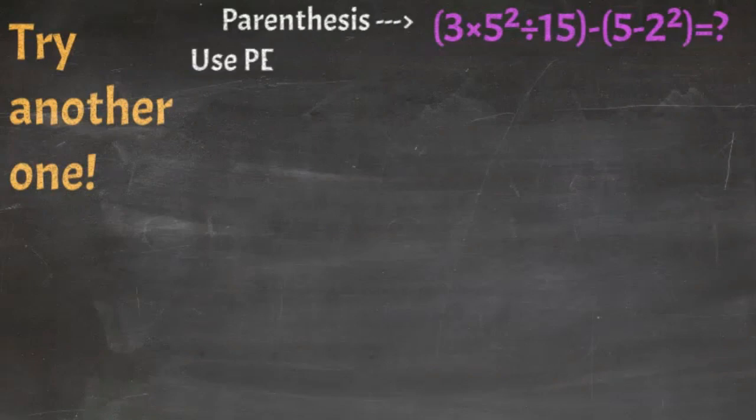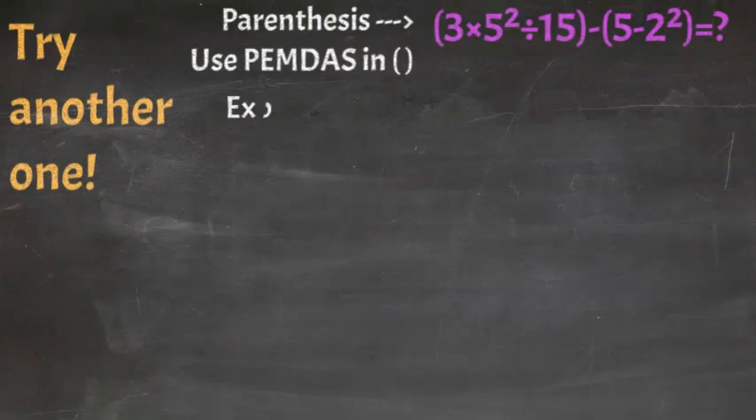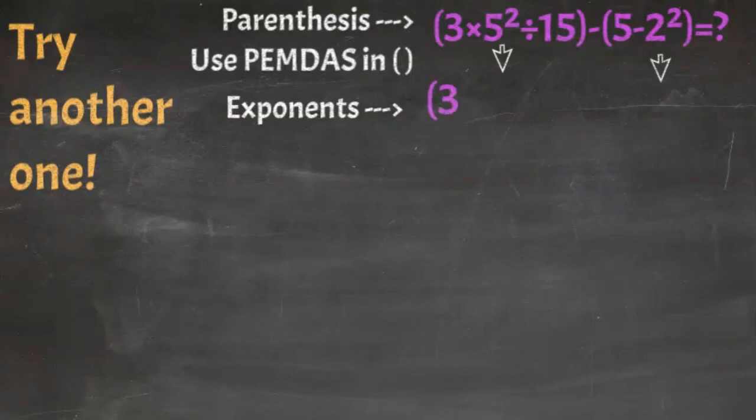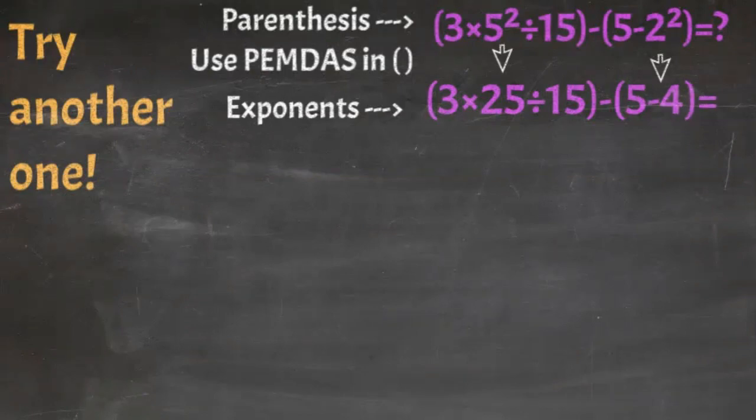So we're going to look for exponents first inside the parentheses. And then both parentheses have one. So we're going to get 5 squared, which would be 25. And we're going to get 2 squared, which is 4. So now we do those, and we get the quantity 3 times 25 divided by 15 minus the quantity 5 minus 4.